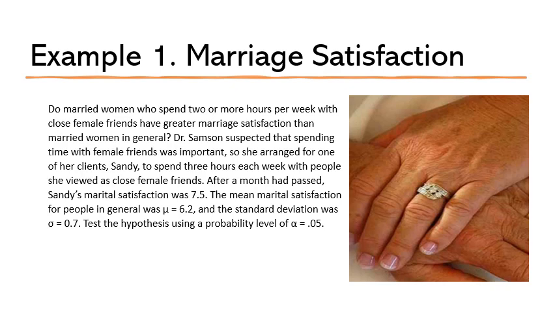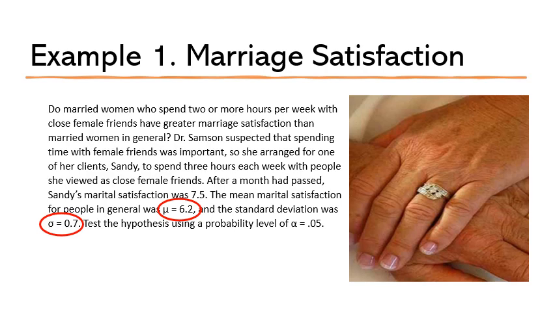Sampson suspected that spending time with female friends was important, so she arranged for one of her clients, Sandy, to spend 3 hours each week with people she viewed as close female friends. After a month had passed, Sandy's marital satisfaction was 7.5. The mean marital satisfaction for people in general was mu equals 6.2, and the standard deviation was 0.7. Test this hypothesis using probability of 0.05, alpha 0.05.